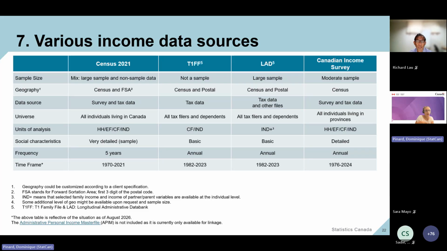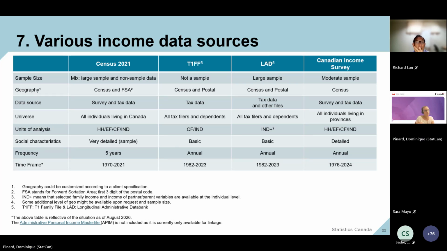The other aspect that you want to think about when you decide which data source to look at is, well, what kind of unit of analysis is available. Here you have household, economic family, census family, and individual in the census and in the Canadian Income Survey. In TIFF and LAD, census family and individual are available. On LAD, it's individual plus, because at the record level, you are able to say what the partner's income is or what the census family is. But it's doable at the TIFF level too. It's just not as easily available.